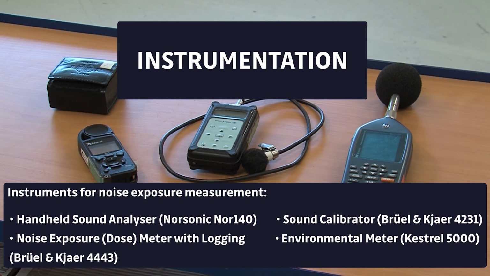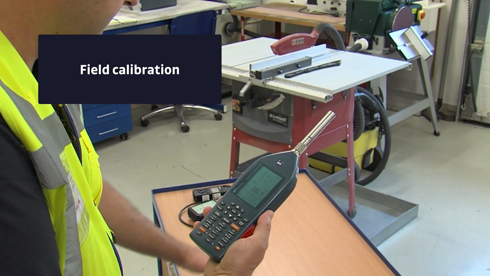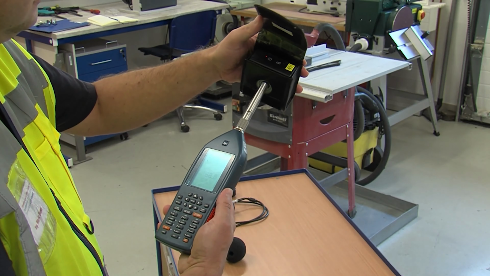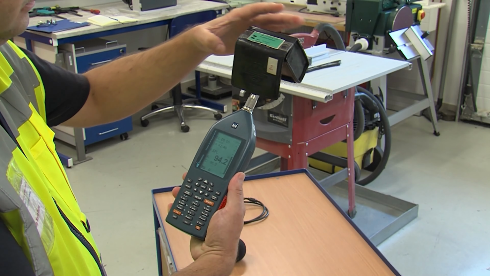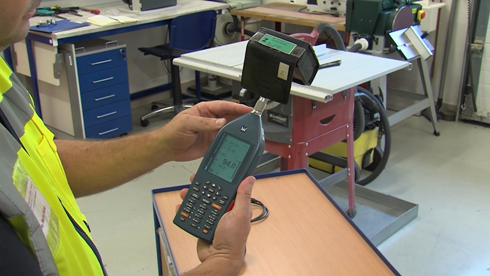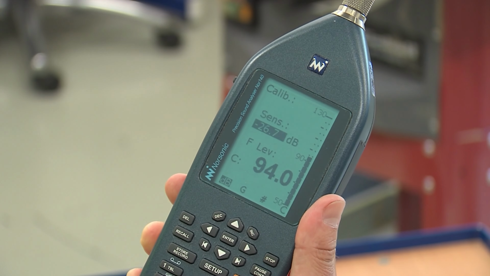The field calibration of the instruments, i.e., the calibration of the entire measuring system including the microphone, is carried out using an acoustic calibrator before and after each measurement. The difference in the measured sound pressure level is checked to be not more than 0.5 dB from the 94 dB value given by the calibrator.